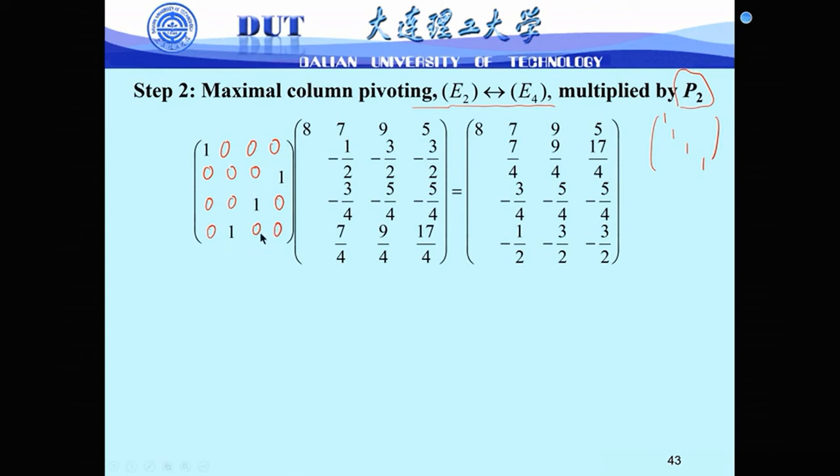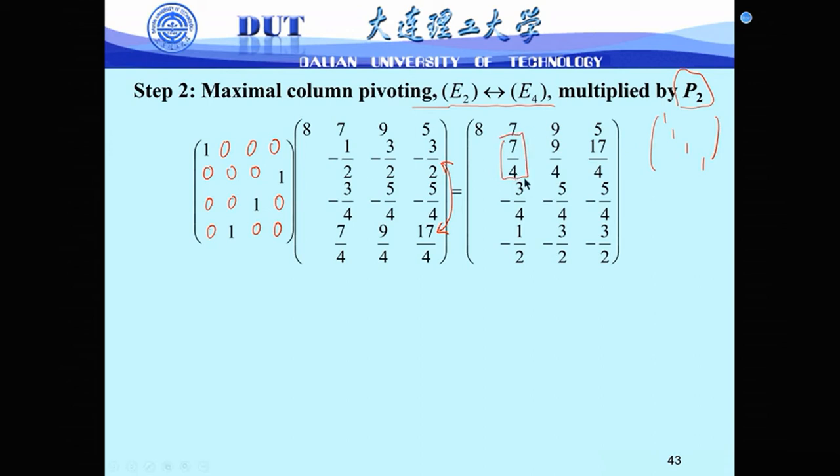We multiply this matrix by P2 from the left side. That means we interchange the second row with the third row. So you see, this row moves to here: 7 over 4, 9 over 4, 17 over 4. And this row moves to here: minus 1 over 2, minus 3 over 2, minus 3 over 2. Clear? We obtain the new pivot. So here, the new pivot is 7 over 4.